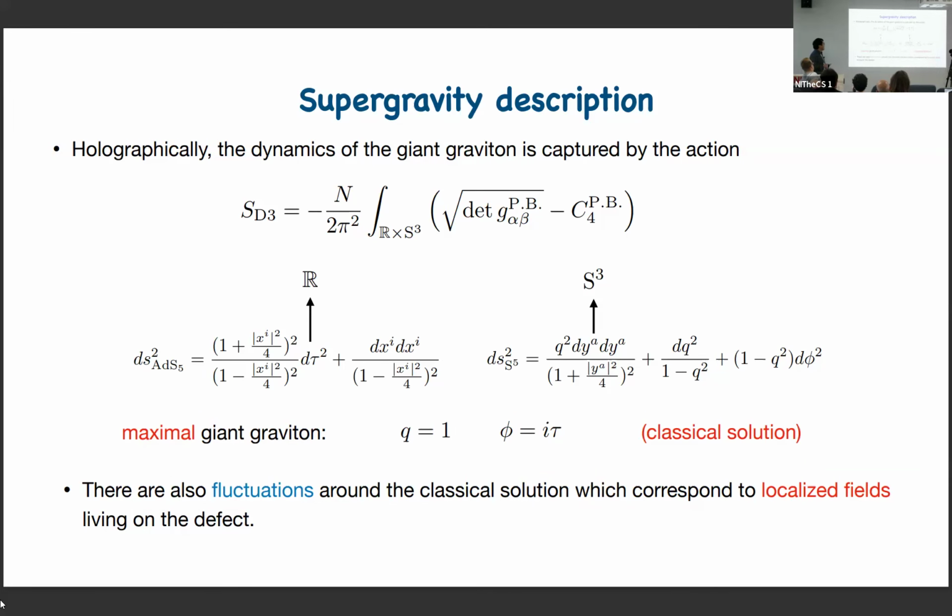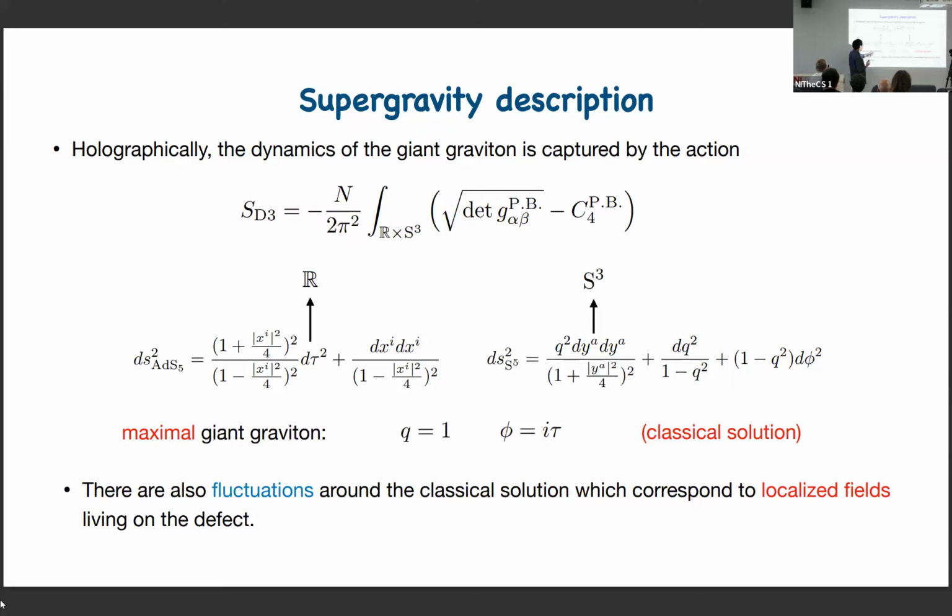Thanks for the question. Now, how do we describe giant gravitons using supergravity? This is essentially captured by the action of D3 brane. So you have a DBI plus Wess-Zumino term. And here, let me write the coordinate metric in a way that is convenient. What I'm doing essentially is putting the geodesic line at the center of the conformal boundary, and it goes upwards, perpendicular to infinity.